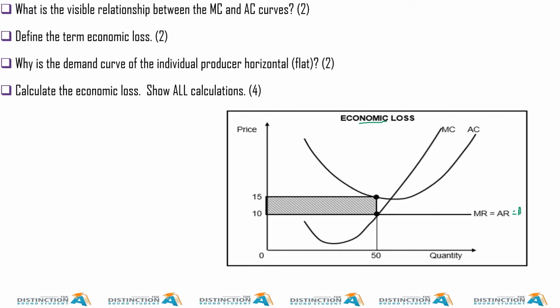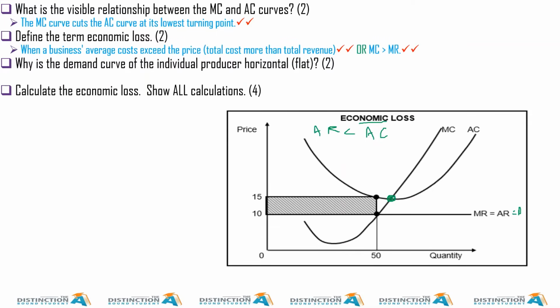Right, what is the visible relationship between the MC and the AC? All right, on this one, they want you to talk about this point here, where they meet. So the MC curve cuts the AC at the lowest turning point. That's what they want you to say. So you may want to say something different, but that's the answer they'll be looking for. Define the term economic loss. Okay, economic loss, you can simply define it as a situation where our average revenue is less than our average cost.